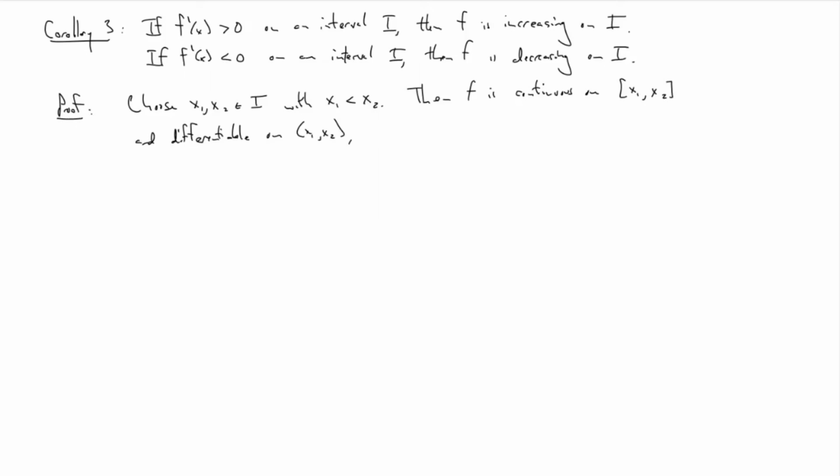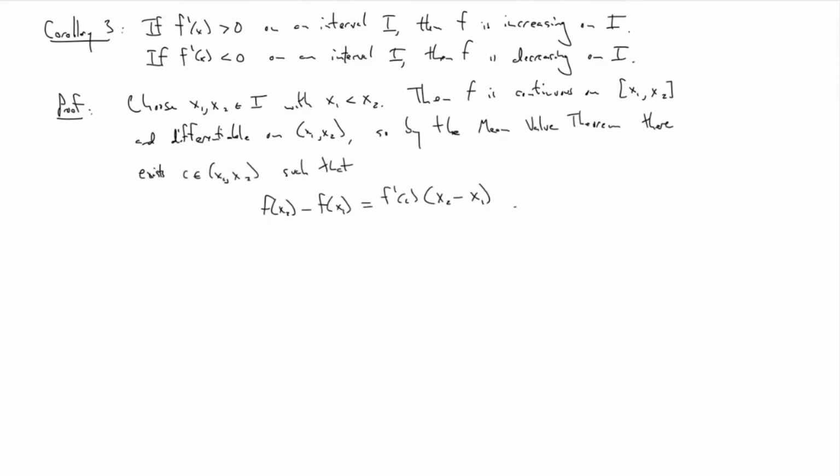It goes very similarly at the beginning to our proof of the first corollary. We pick two x values, x1 and x2, in the interval that we're talking about with x1 less than x2, and we argue that the function is continuous on the closed interval from x1 to x2 and differentiable on the open interval from x1 to x2, which is certainly true because we know that the function has a derivative on the entire interval I. It's either positive or negative, depending on which half of the corollary we're proving.